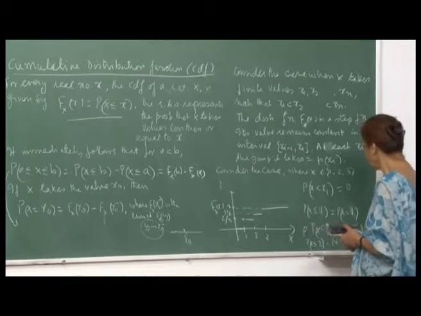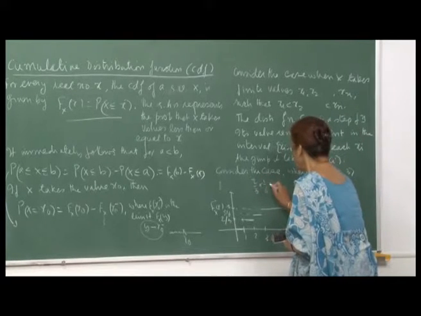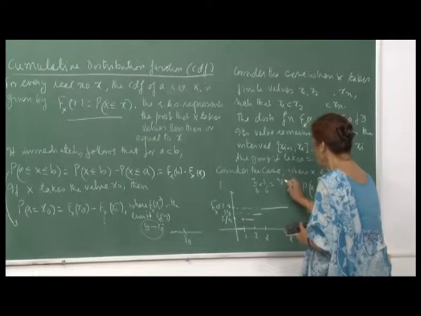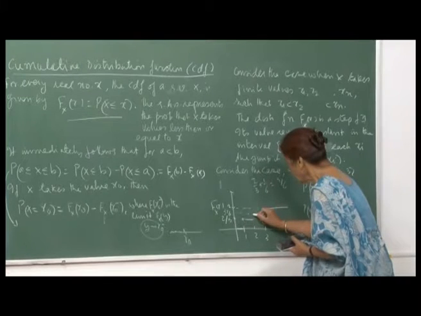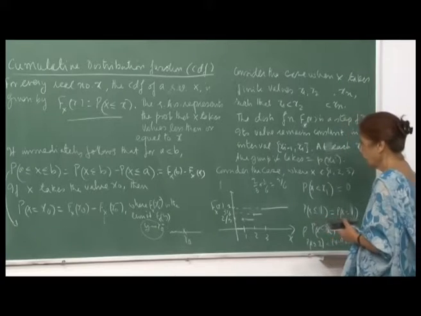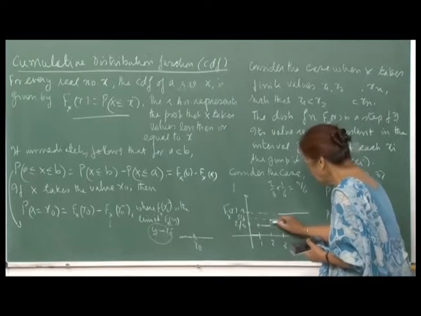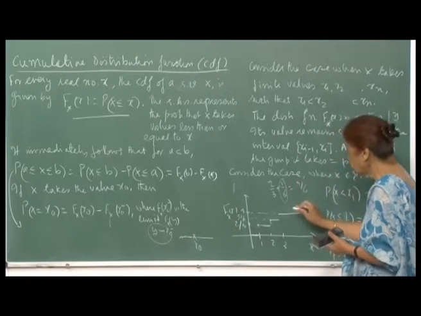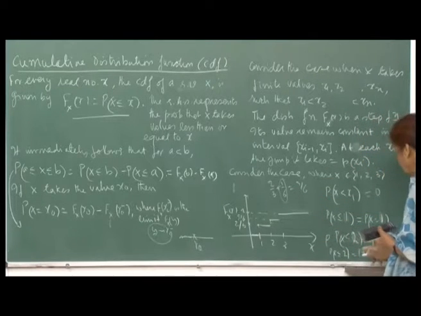So, then the two probabilities will get added up. That means it will be 2 by 3 plus 1 by 6, which will be 5 by 6, and you see, from 2 by 3 it takes a jump, and at 2 the value now becomes 5 by 6, right. And you can see that this jump that it takes is equal to the probability of the discrete random variable at that point. That means, probability x equal to 2.